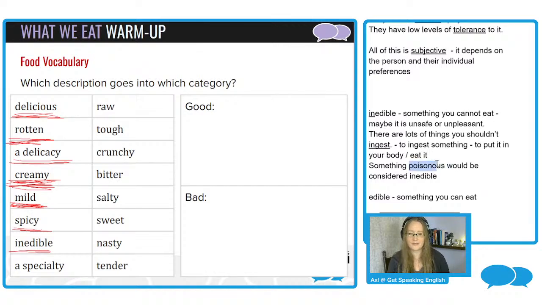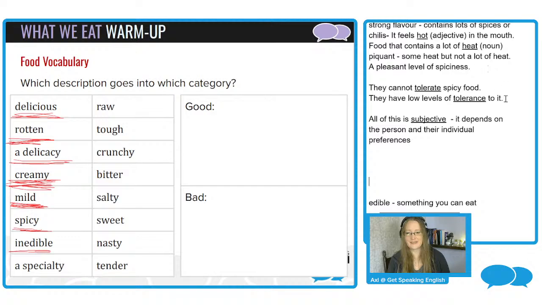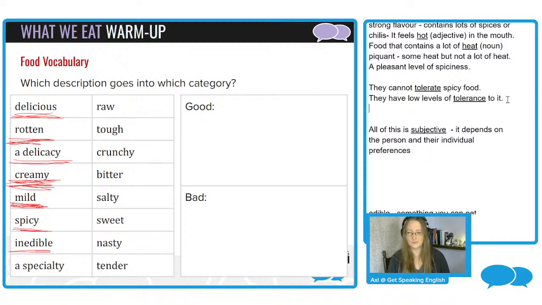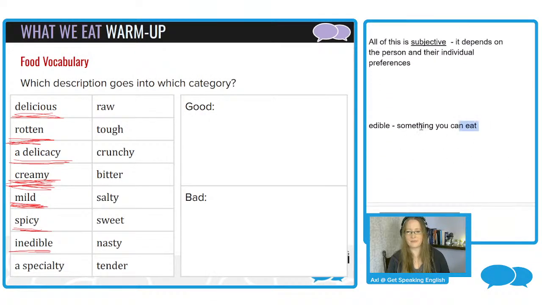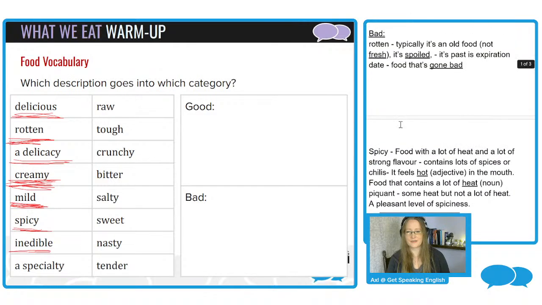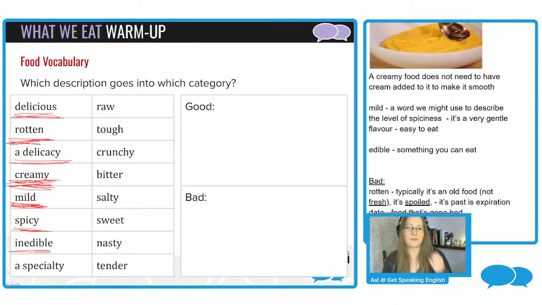Definitely. My keyboard's acting up. Anyways, yeah, exactly. So let's put this under the bad category. We'll put it under the bad category. There we go. We'll put edible, something edible, underneath the good category, even though that was a different word that came up.